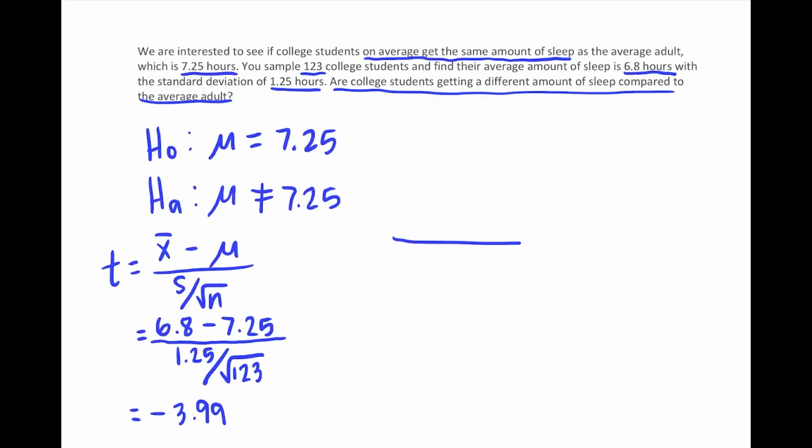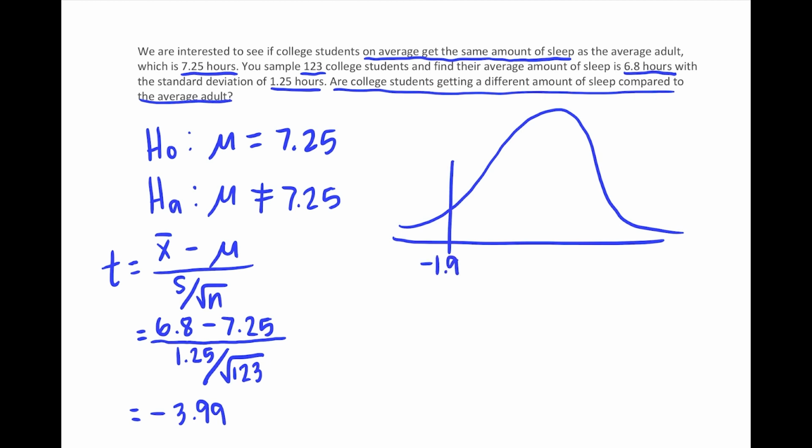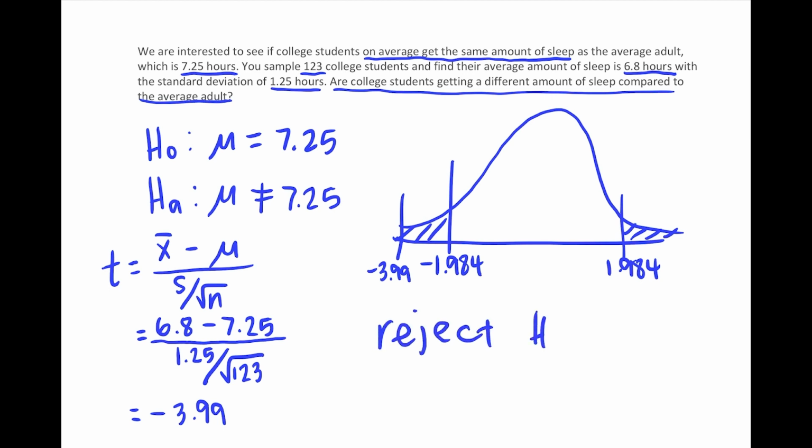Drawing this out for our test, we can see that our critical region falls to the left of negative 1.984 and to the right of positive 1.984. We also call this our rejection region. Our t-statistic of negative 3.99 falls inside of this rejection region, so we conclude that we will reject the null hypothesis, meaning that we do have evidence in support of the alternate hypothesis. So yes, college students are getting a different amount of sleep compared to the average adult.